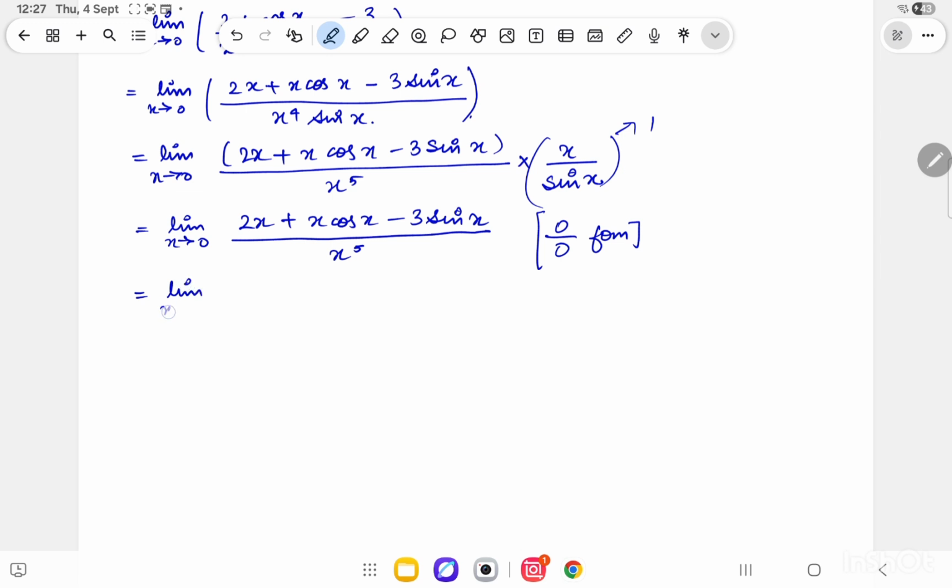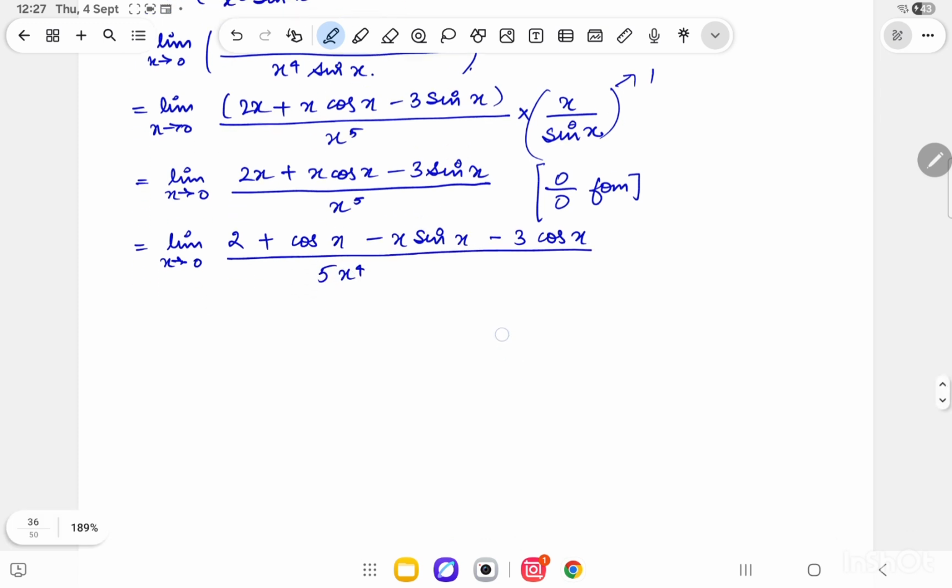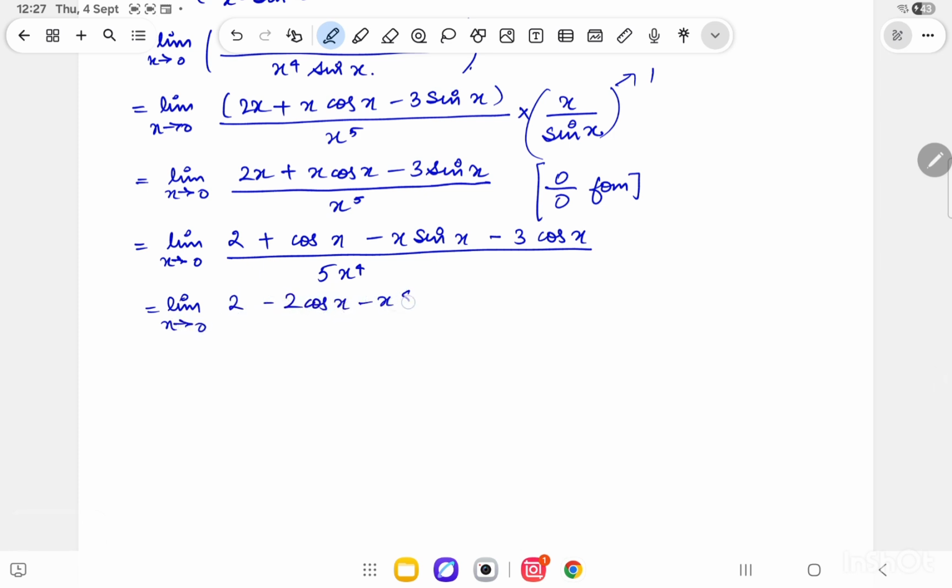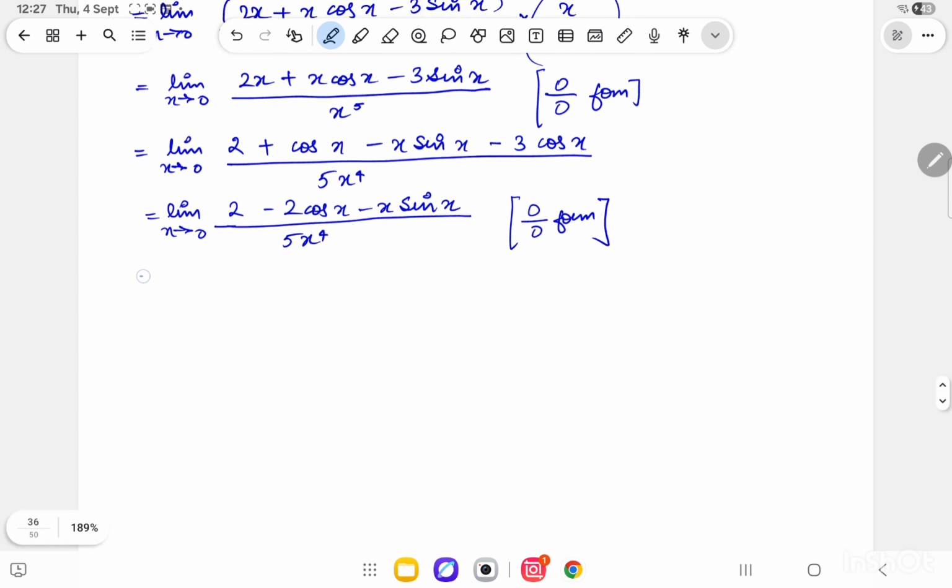So I'll be getting limit x approaches 0 of 2 plus cos x plus minus x sin x minus 3 times the derivative of sin x, which will be cos x, divided by 5x raised to 4. So this will be equal to limit x approaches 0 of 2 minus 2 cos x minus x sin x divided by 5x raised to 4. If I put x equals 0 again, I'll be getting 0 upon 0 form. So we can use L'Hopital rule again.